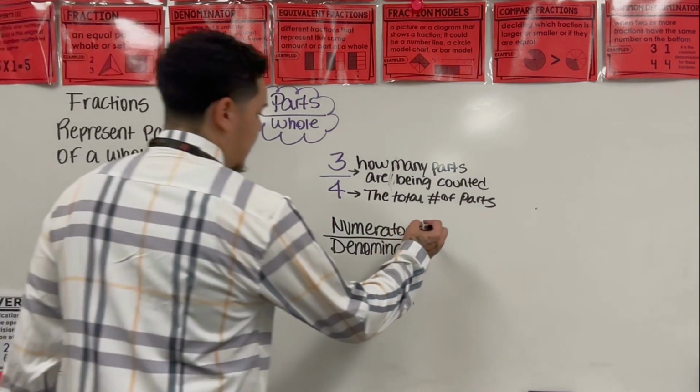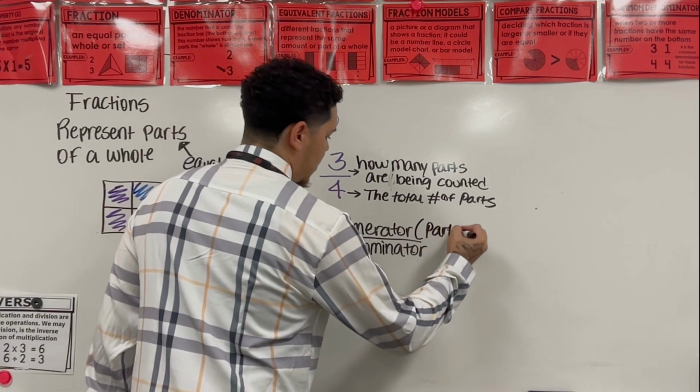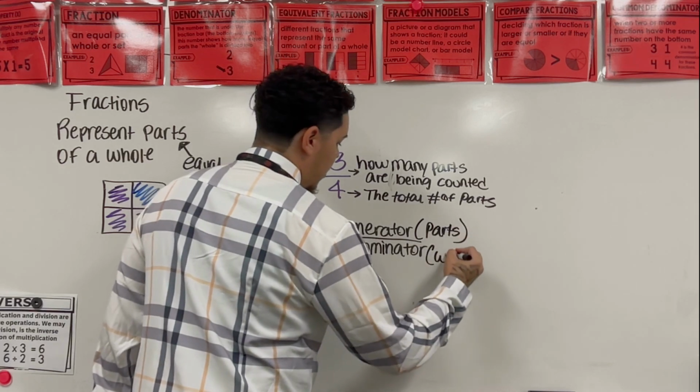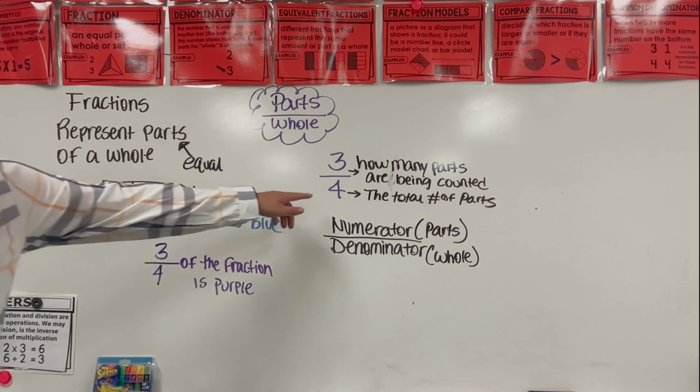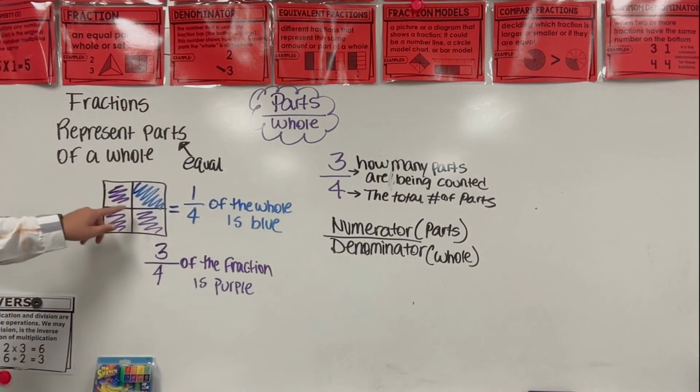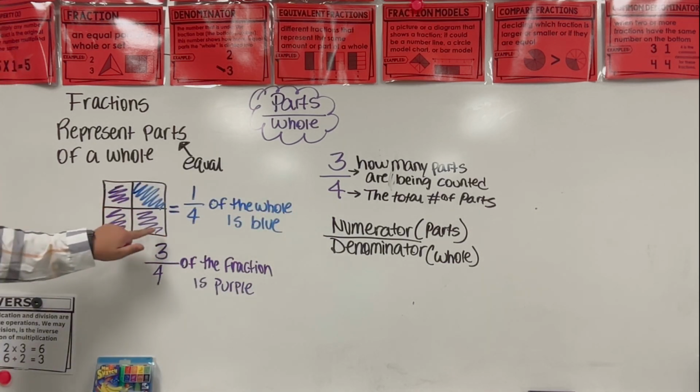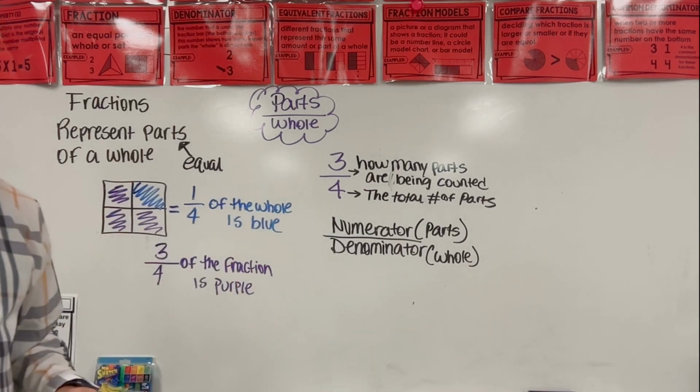Remember, this is the parts over the whole. What do you mean by whole, Mr. James? Well, how many total parts do we have in this model here? 1, 2, 3, 4. That makes the whole right there.